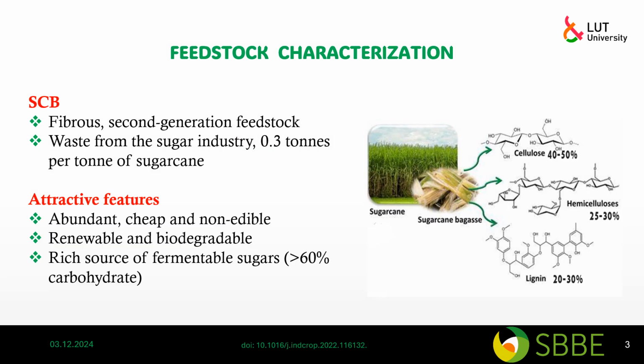So looking at the feedstock, which is the sugarcane bagasse, a second-generation feedstock that is cheap and produced widely, around 0.3 tons for every ton of sugarcane. So looking at its composition, we can see more than 60% of it is carbohydrate, giving it a value to be used for the production of lactic acid.